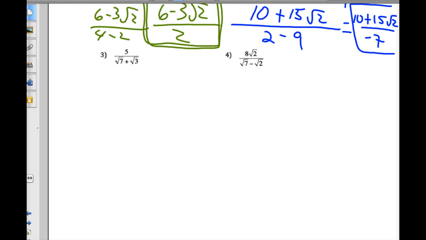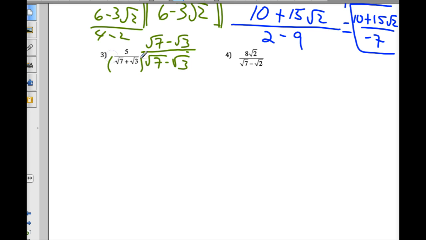All right, what's the conjugate of radical 7 plus radical 3? Radical 7 minus radical 3. Oh, God, I need more space. Radical 7 minus radical 3. Go, everybody try it. Don't forget your little parentheses. I think that helps kids a lot.